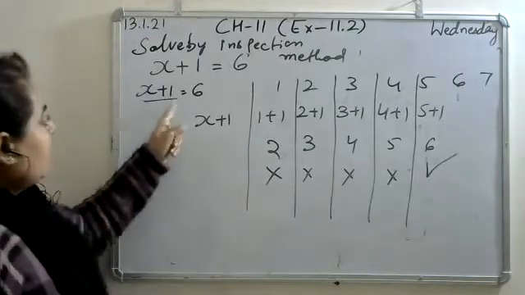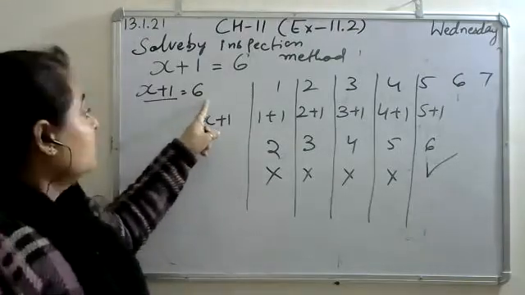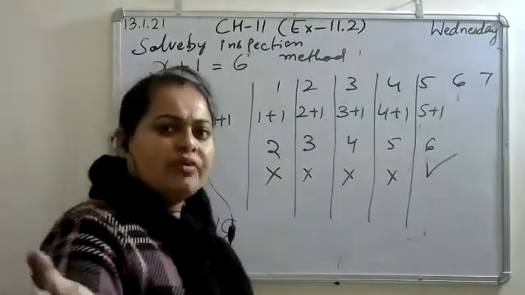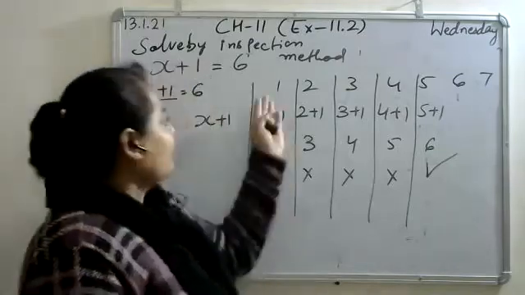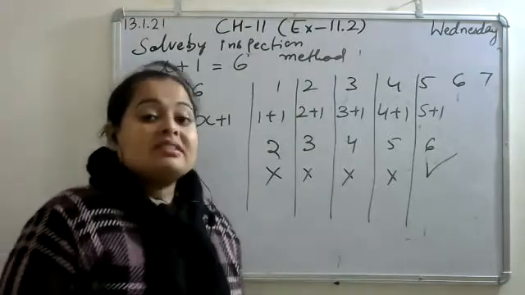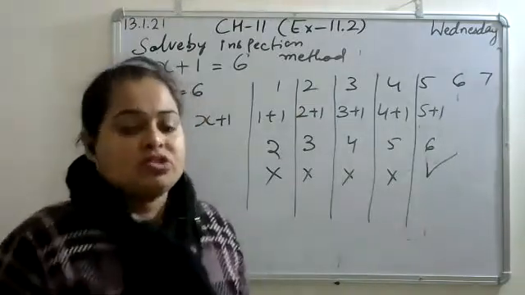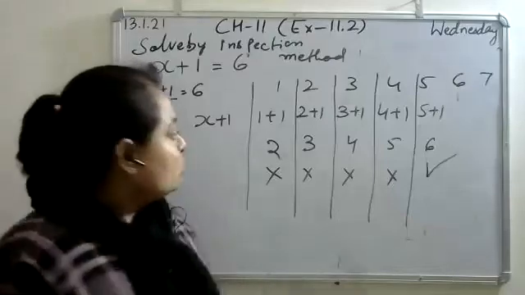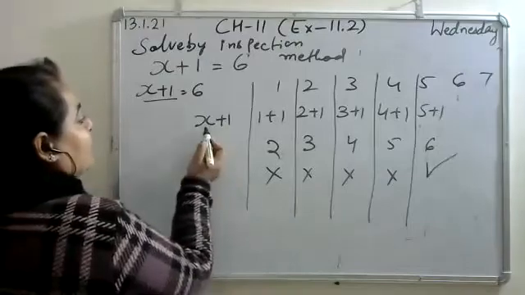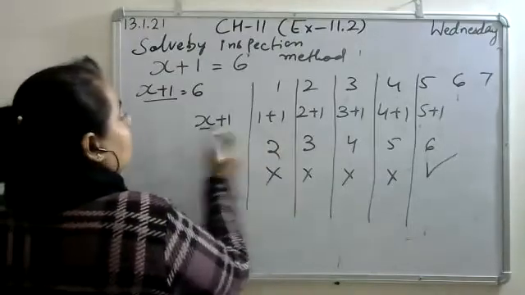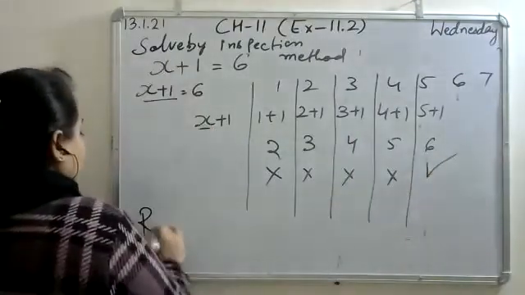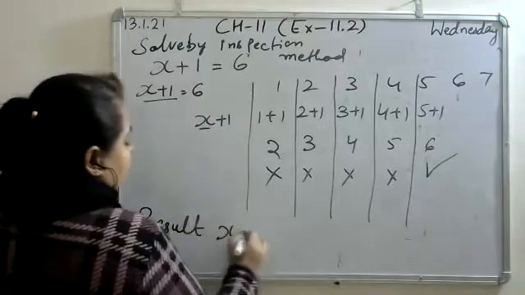So हमें हमारी requirement क्या थी? 6 की. If numbers are not given to you, then you will start with any number. जैसे मैंने 1 से start किया. You can start with 0. You can start with -1. This is your wish. There is no compulsion. So this is x plus 1. First of all, in place of x, 1 plus 1, then 2 plus 1, 3 plus 1. So this is 6. So in the result, you will write x is 5.